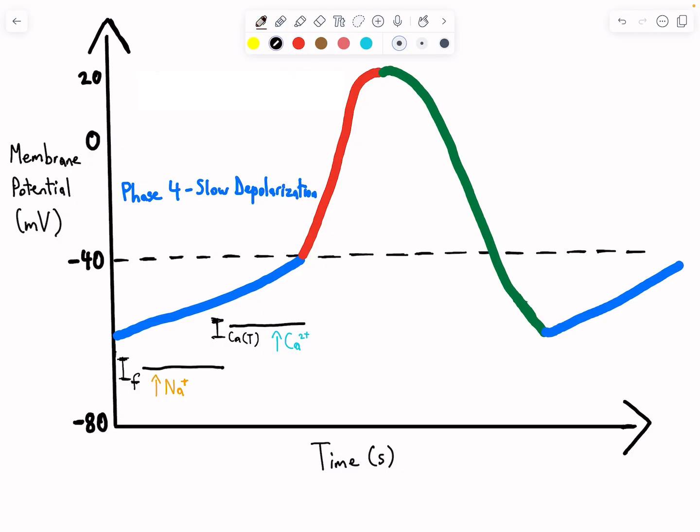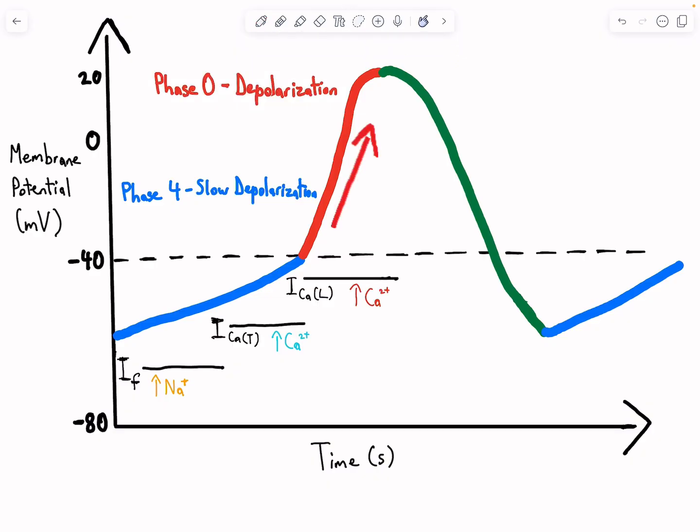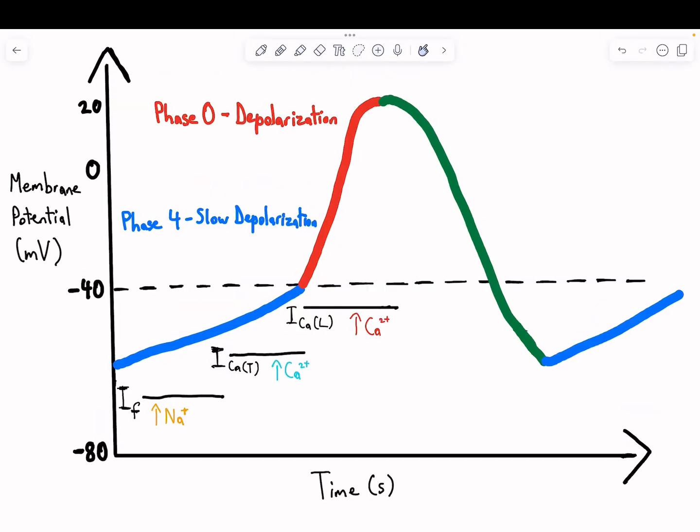Once the membrane reaches its threshold, around minus 40 millivolts, L-type calcium channels open. These calcium channels create the upstroke, or phase 0. Pacemaker cells do not use fast sodium channels for their depolarization. Using calcium instead gives a slower, smoother rise, like shifting into high gear after the low gear start. Perfect for controlling heart rhythm rather than rapid contraction.